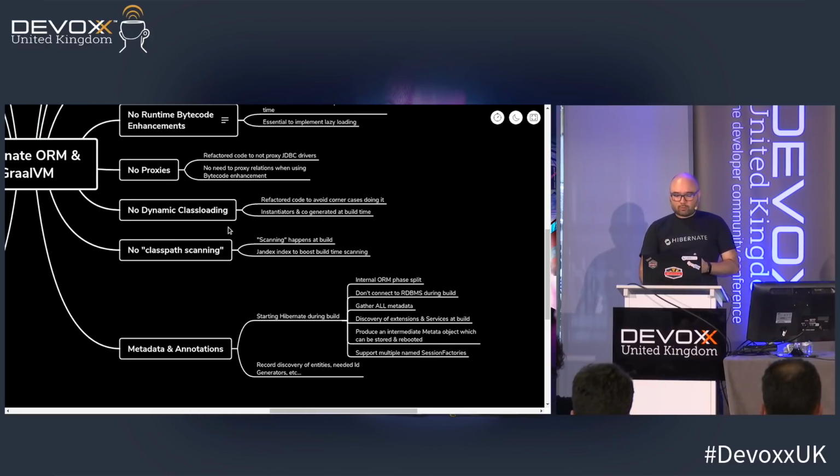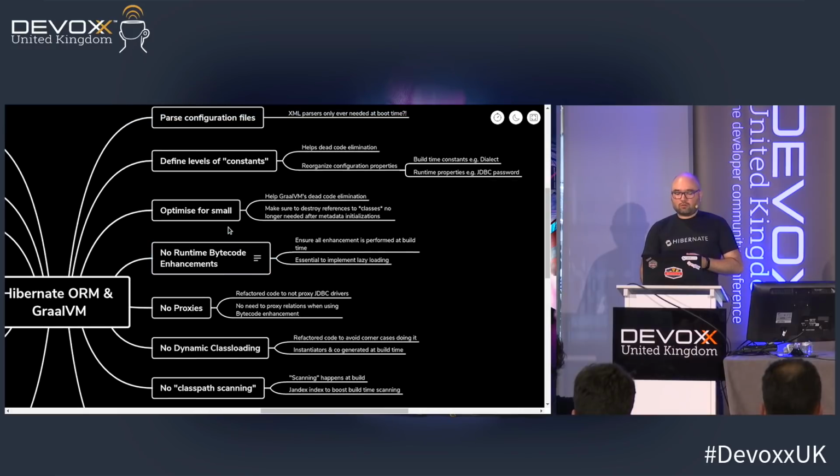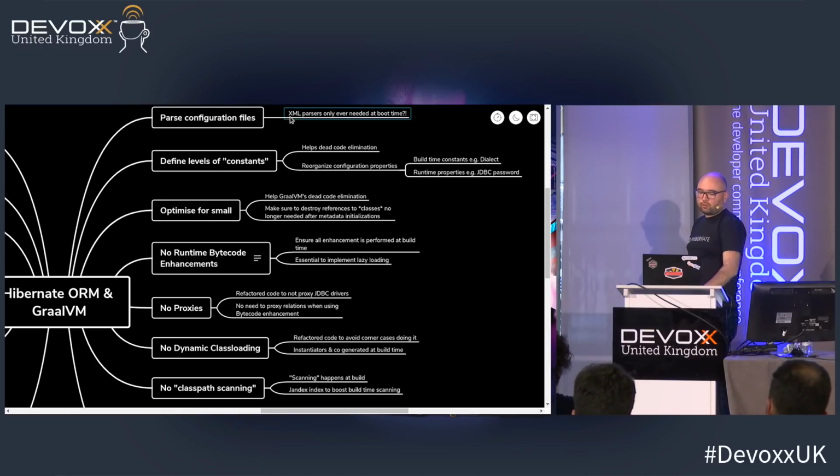Now, the same principles apply to proxies and bytecode enhancement, etc. So all of these things are done during the build phase. There are other interesting aspects here, like the configuration parsing. Typically, this is an XML file, with Hibernate at least, the persistence XML in META-INF.